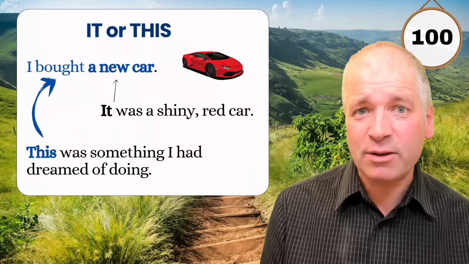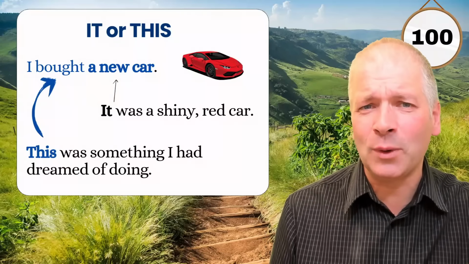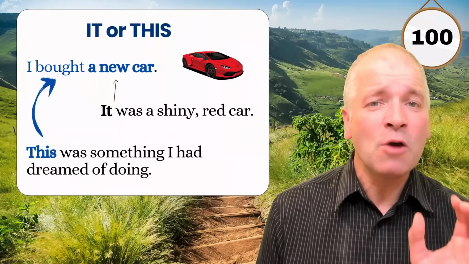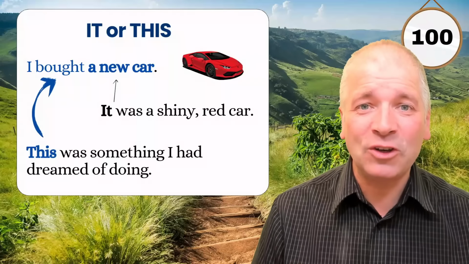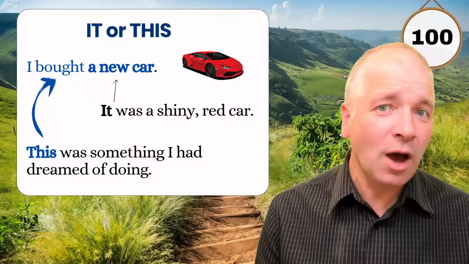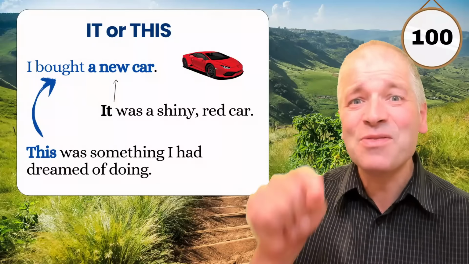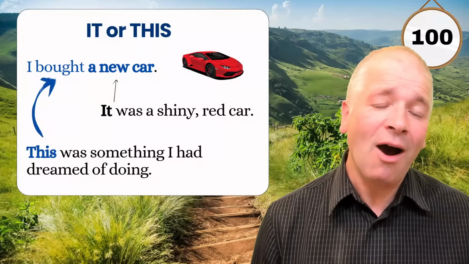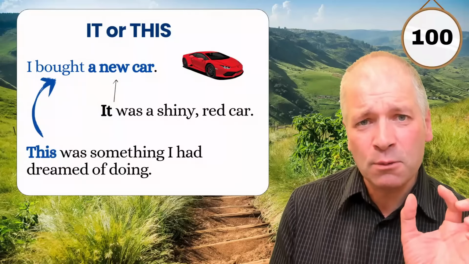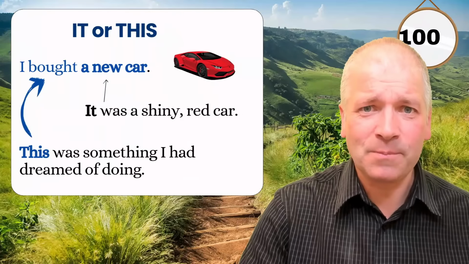But in the second sentence, I use this. This was something I had dreamed of doing. Now, why this and not it? It's because this refers to ideas, which could be a whole sentence. This does not mean a new car. This refers to all of the sentence. I bought a new car and this was something I had dreamed of doing. I had dreamed of buying a new car. So use this when you refer to ideas, it when you refer to nouns.